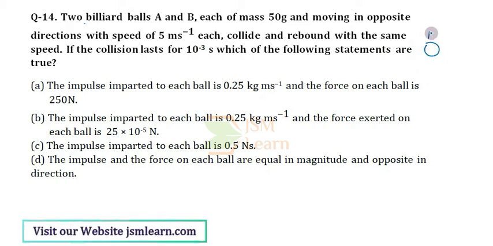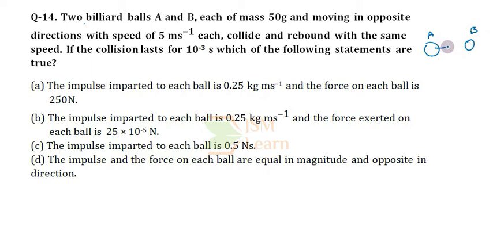There are two balls, ball A and ball B. Both have the same masses and both are moving with the same speed of 5 meters per second in opposite directions. Okay, so at one instant they collide.